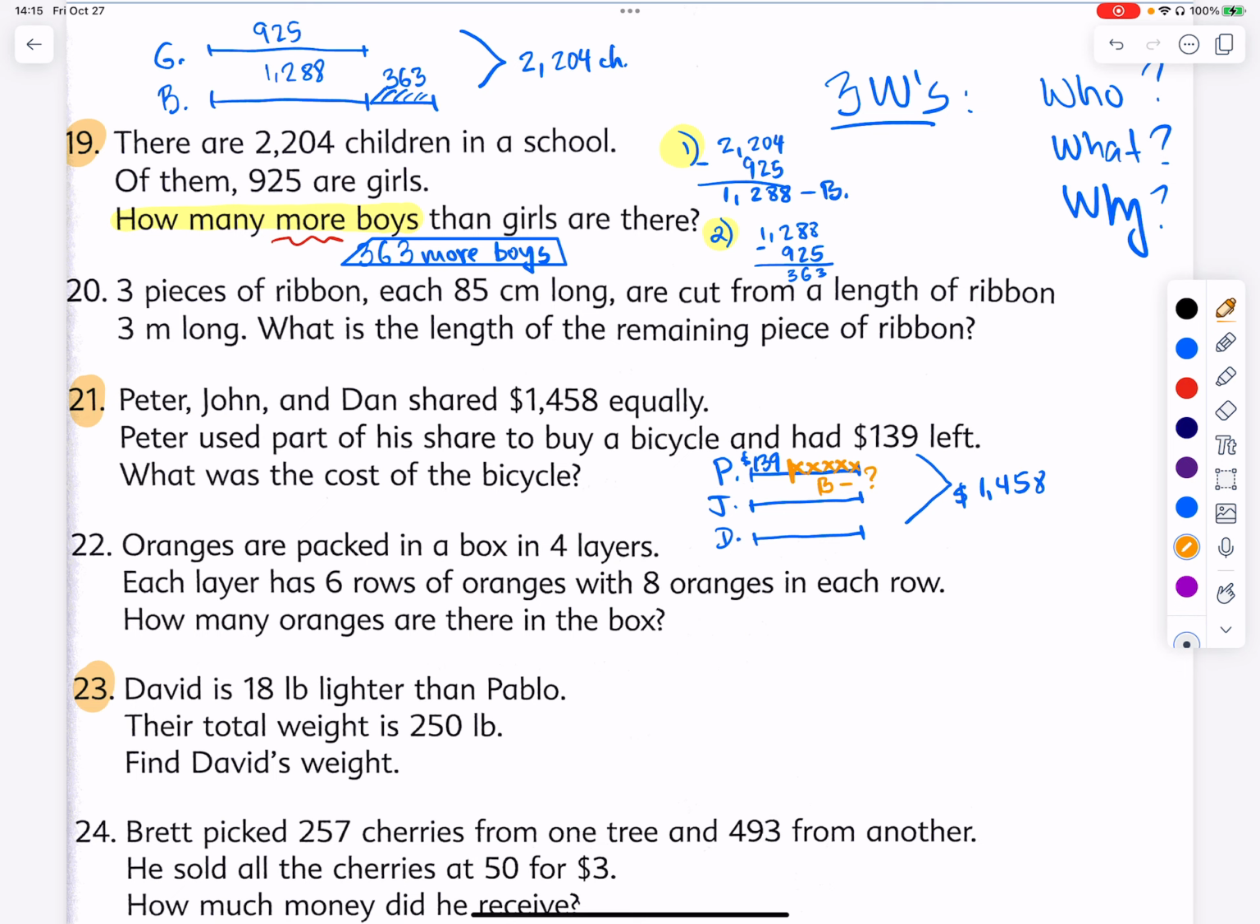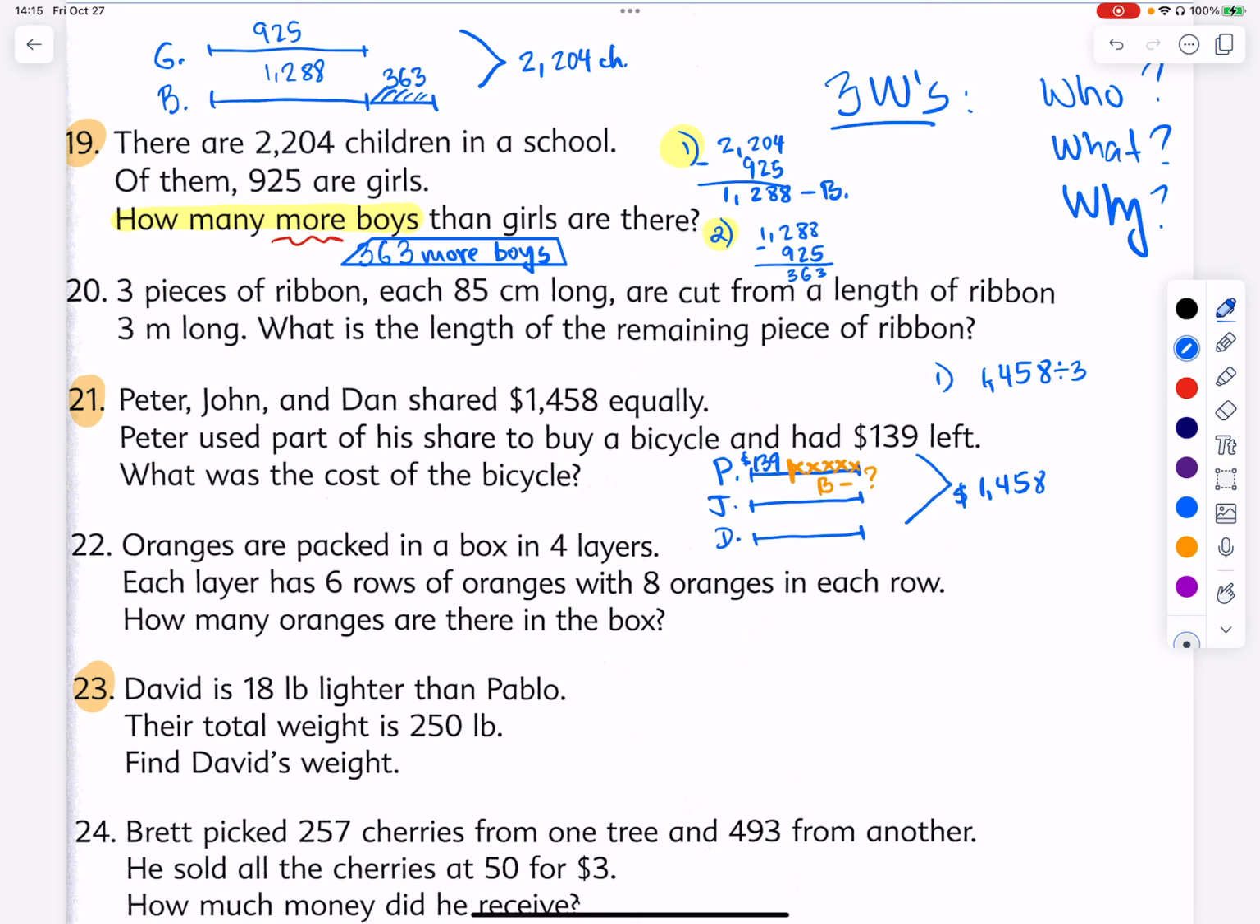I hope looking at the picture makes things much easier for you to understand what happened. Step one. Let's find out how much money Peter had. They shared equally. Beautiful. 1,458 divided by 3. Oh my goodness. How do we do this difficult math? We just covered the topic of long division.